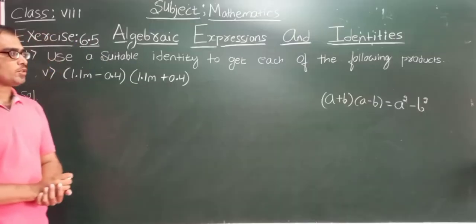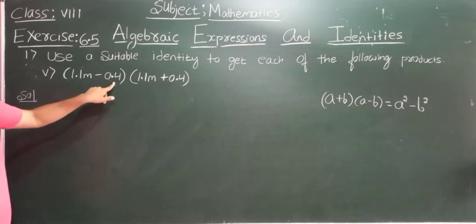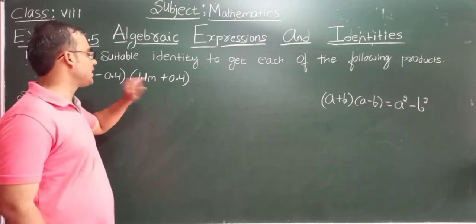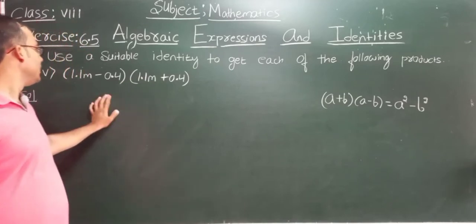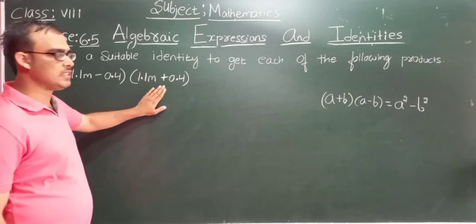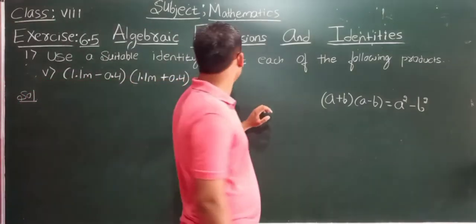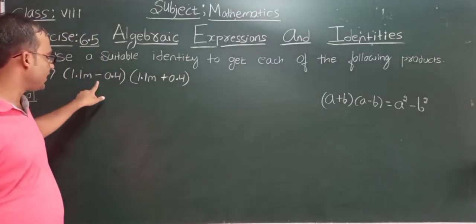Students, now let's solve the fifth question. What have they given? 1.1m minus 0.4 into 1.1m plus 0.4. Look here, the terms are the same, but on one side there is minus and on the other side plus. Whatever it may be, first minus next plus, or first plus next minus.